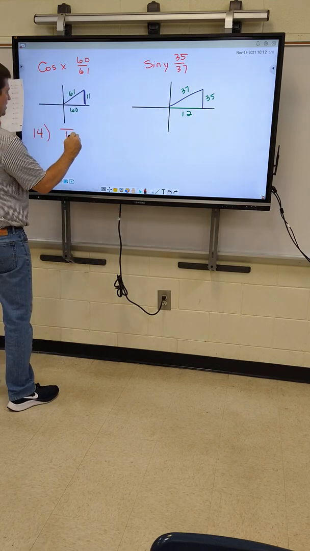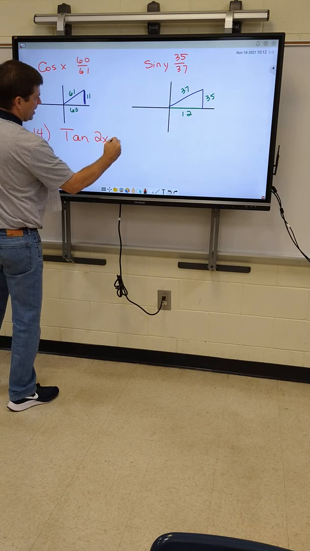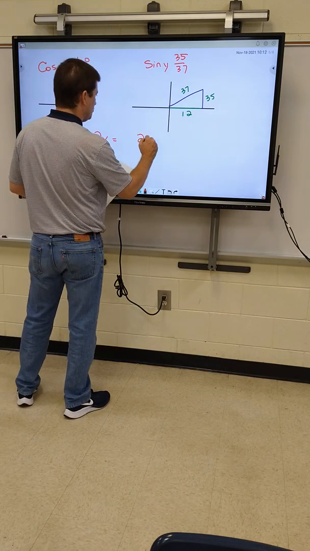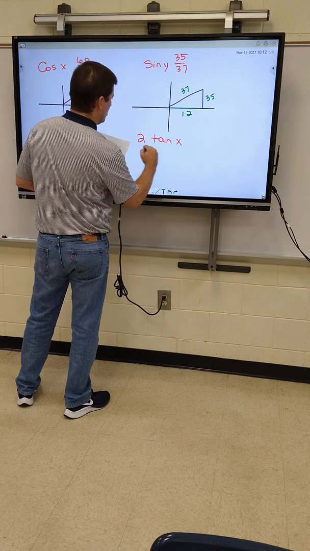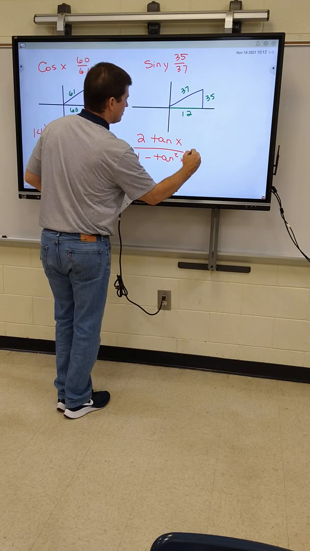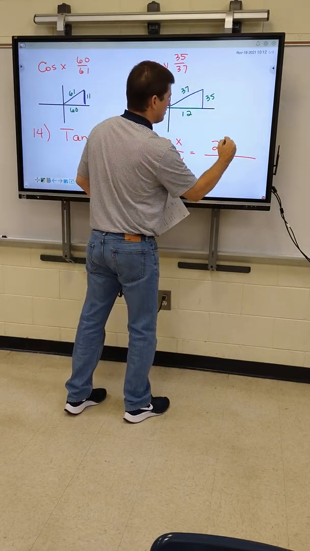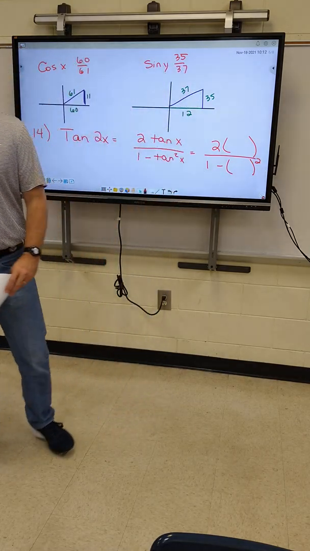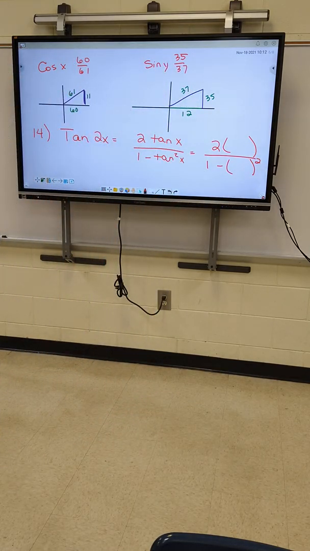All right, 14 says tangent to x. I do believe we have a formula on there that matches that one. Let's copy it down. Tangent to x. I got it. 2 tan x over 1 minus tan squared. All right, so I got my formula copied.